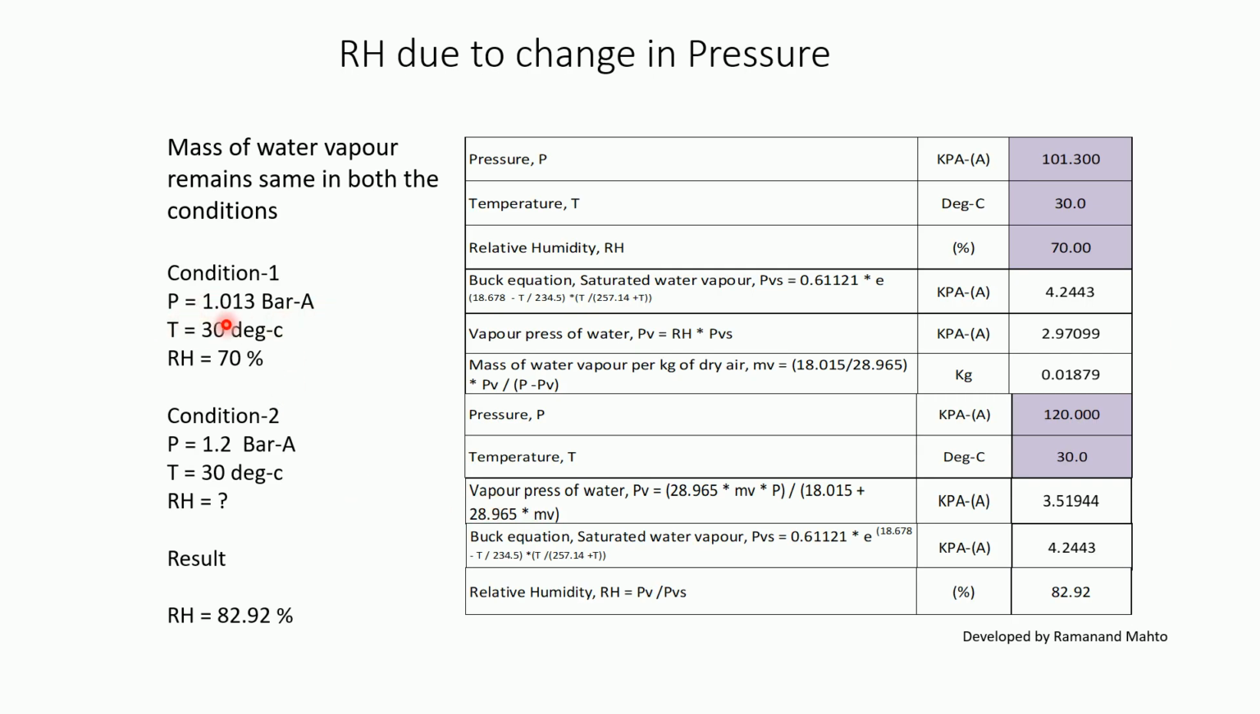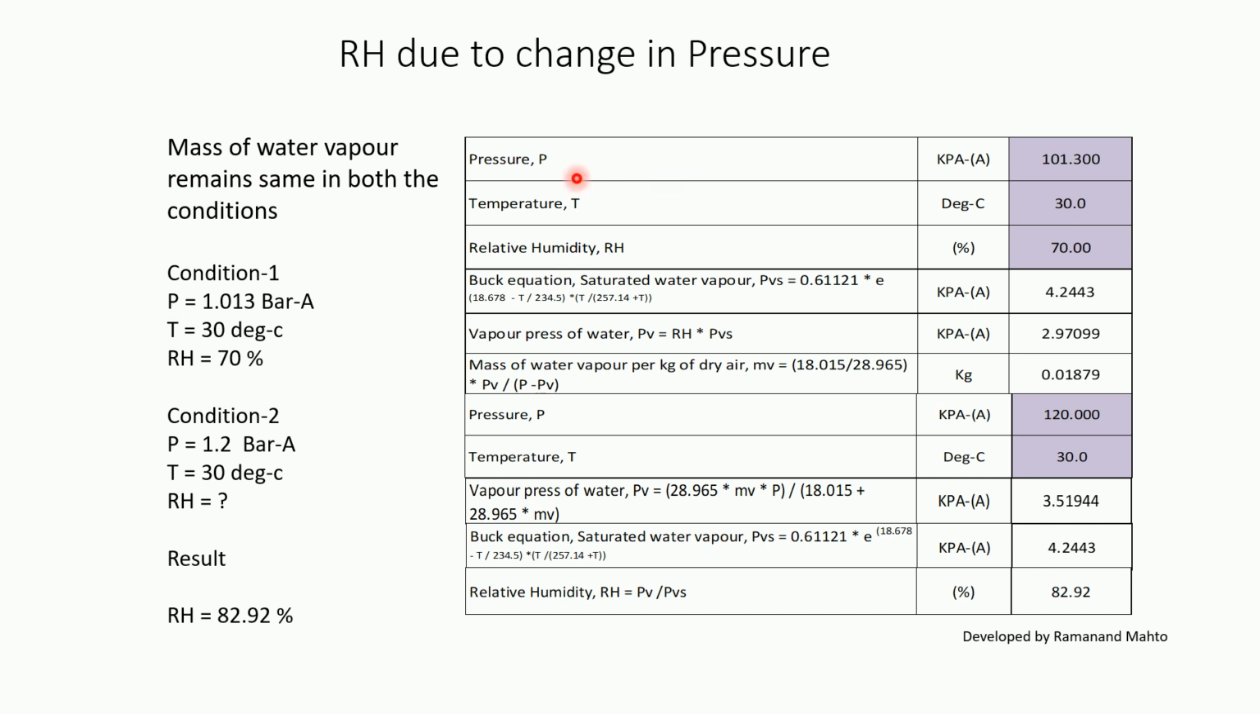Condition 1, P is 1.013 bar absolute, T is 30 degrees Celsius, RH is 70%. Condition 2, now P has increased, it is now 1.2 bar absolute, and temperature remains same as previous case, that is 30 degrees Celsius. Now we have to see what is the value of RH now. The mass of water vapor remains same in both the conditions. So now we'll see the calculation.